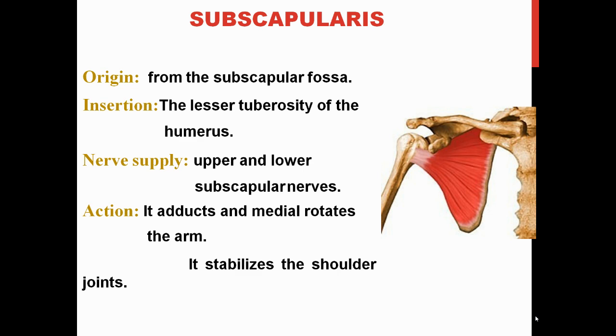Subscapularis takes its origin from the subscapular fossa and inserts into the lesser tuberosity of the humerus. It is supplied by the upper and lower subscapular nerves, and it adducts and medially rotates the arm, and it will stabilize the shoulder joint.